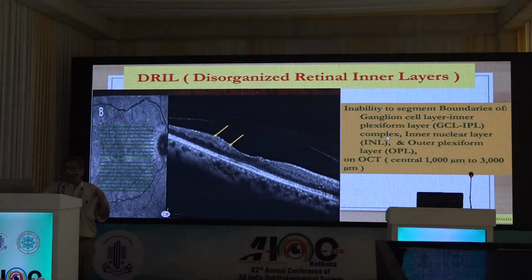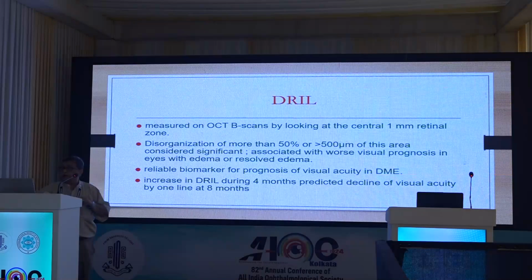An important condition which you need to recognize, because this can sometimes cause poorer vision in your patients, is called disorganized retinal inner layers or DRIL. See, if you see this area here, all the layers are seen. Here, these layers seem to be clumped into an amorphous material. This lack of ability to segment the boundaries of the ganglion cell layer, plexiform layer, inner nuclear layer, these are all a sign of DRIL. This is how you diagnose DRIL.